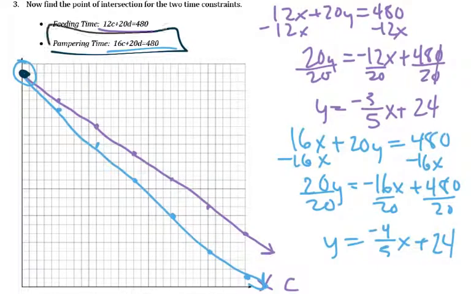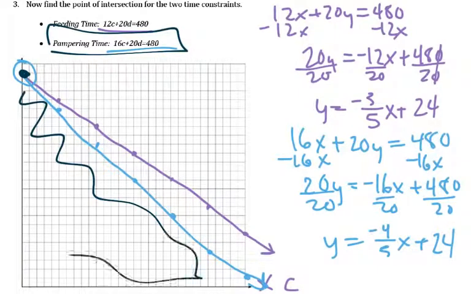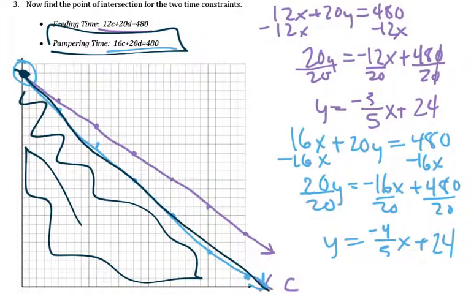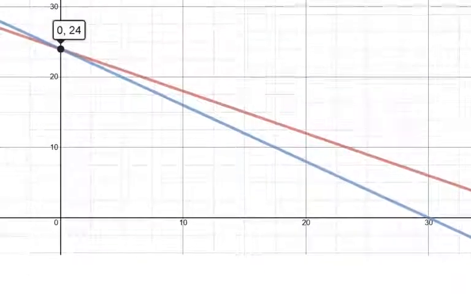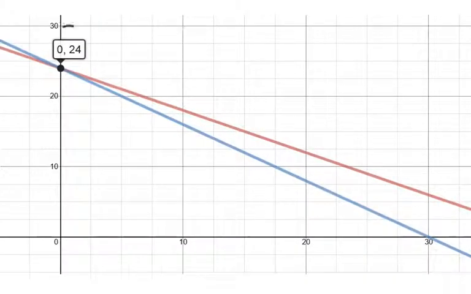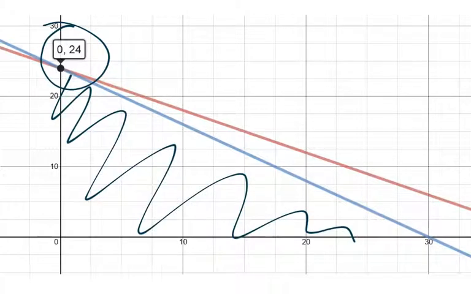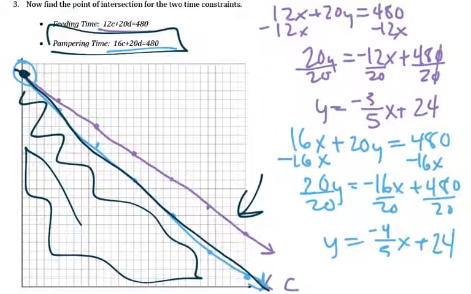So that pampering time is always going to be less than the feeding time, which means that's going to be our major constraint as opposed to this one. Okay, and if we wanted to double check that, we can see it again here. Where do they intersect? Right there at 0, 24. So beyond that, because when we're talking about those constraints, it'd be more of an inequality. Right, there we go, guys. So graphing two equations together, we can find that intersection point. That intersection point tells us a lot of information.